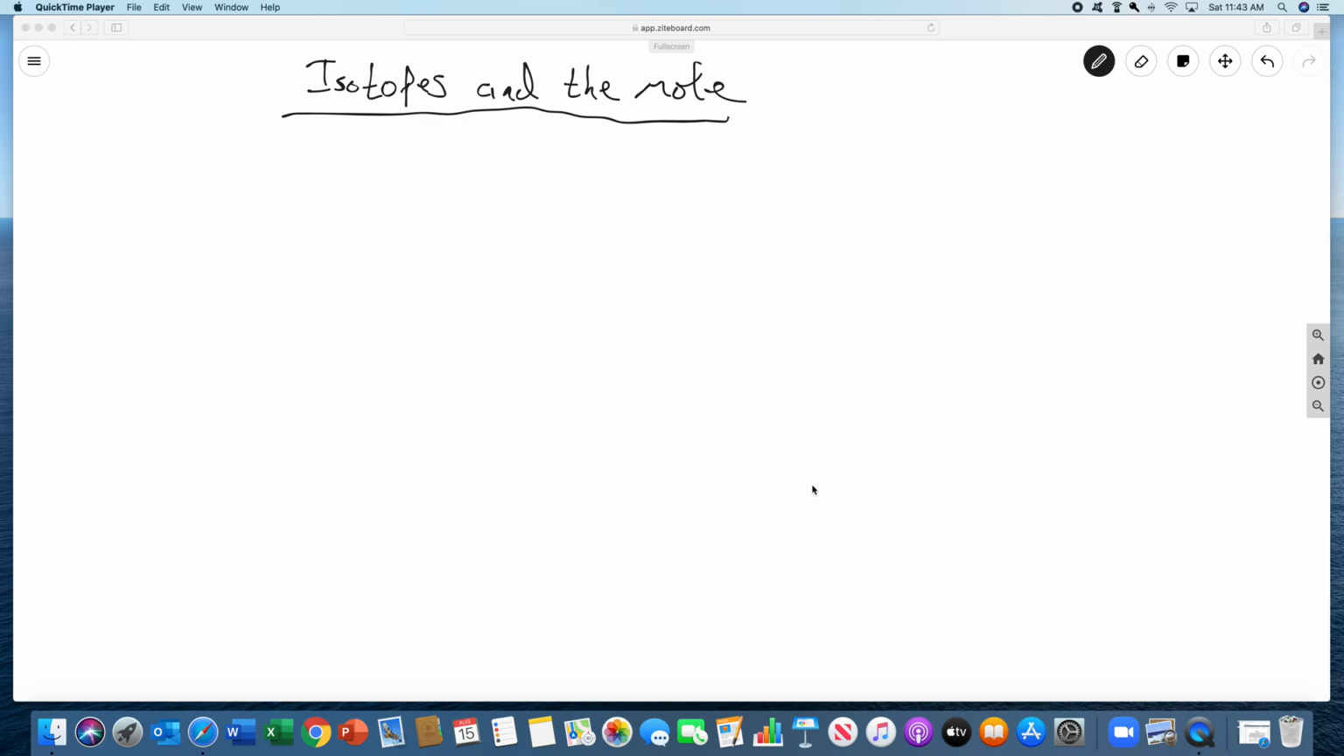Isotopes and the Mole. I know it sounds like a band, right? Live on stage, Isotopes and the Mole. But it's a little bit different than that. And so I'm going to go through the background. You should have had a lot of this in your lecture. And then I'm going to go through kind of the procedure and how the data will be manipulated.